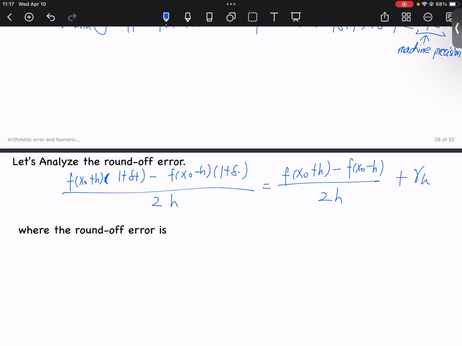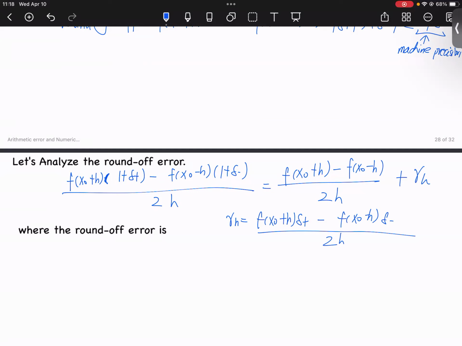And how do you calculate this number? You just need to expand this expression: this one times one, and then subtract this one times one, and that is just this part. And then for the error term, that is this part times delta plus, minus this part times the delta negative here. So R_h equals f(x0 plus h) times delta plus, minus f(x0 minus h) times delta negative, over 2h. And this is the error.